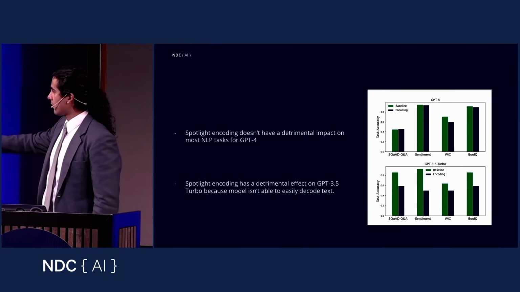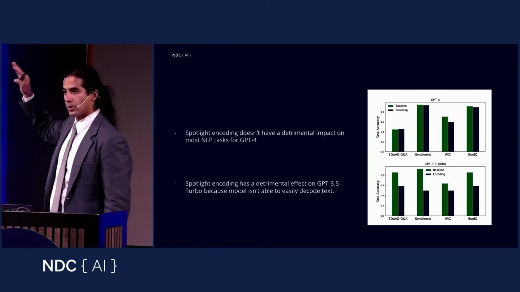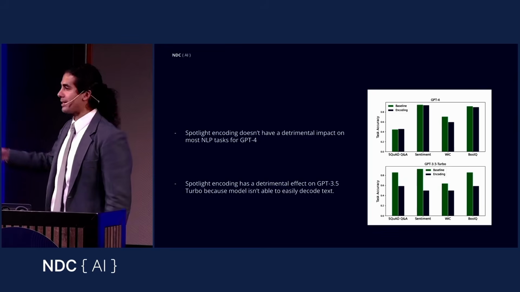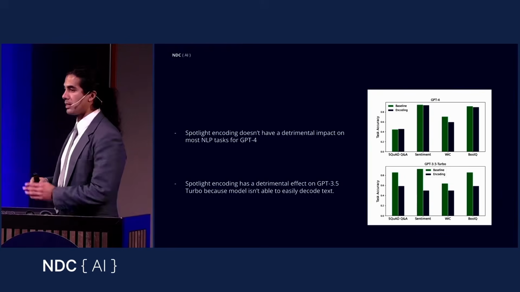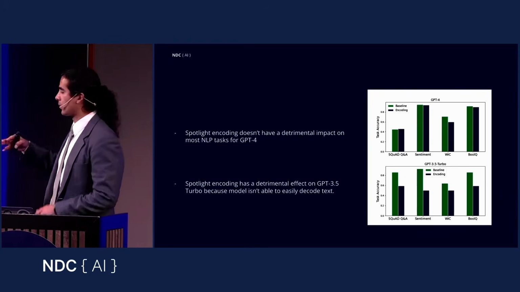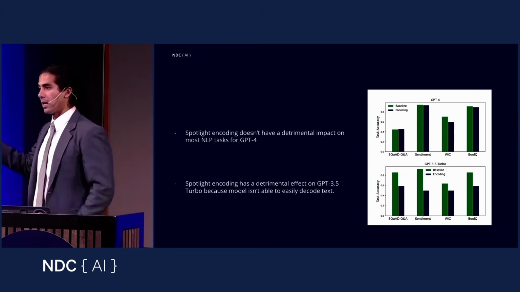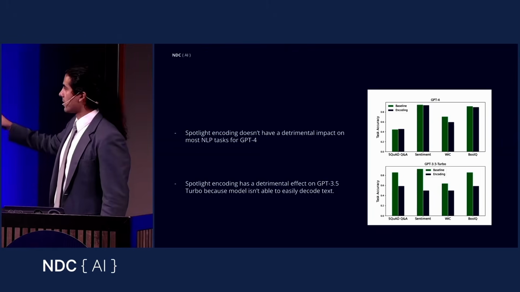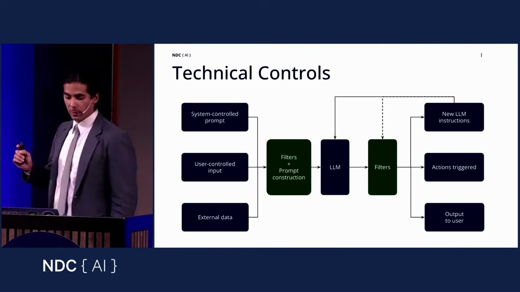In the case of GPT-3.5, if you were to use encoding, the task accuracy goes down significantly. And the reason why that happens is because this model isn't as capable as GPT-4. So we recommend using the encoding spotlighting technique for models that are more capable than GPT-3.5, and you're still very able to keep the meaning of the inputs and prevent many of the jailbreaks that we had previously described.